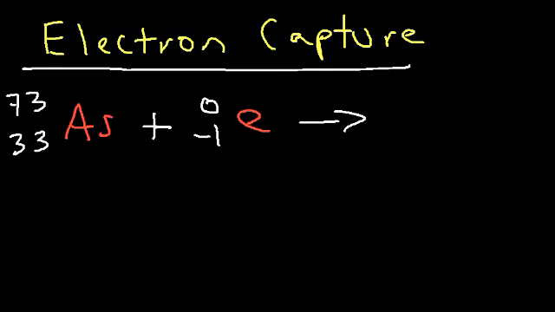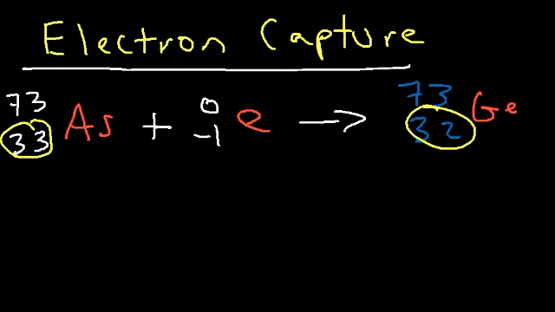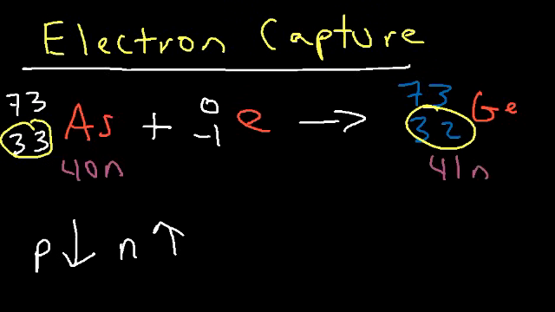So what element will be produced? 73 plus 0, well, that's going to stay 73. 33 plus -1 is 32. So arsenic is going to change into germanium if the nucleus of the arsenic atom captures an inner core electron. Let's see what happens within a nucleus. The atomic number went down. It went from 33 to 32, so we lost a proton. Now, the number of neutrons is the mass number minus the atomic number, so 73 minus 33, arsenic has 40 neutrons, and 73 minus 32, germanium has 41 neutrons. So we gained a neutron by acquiring an electron.